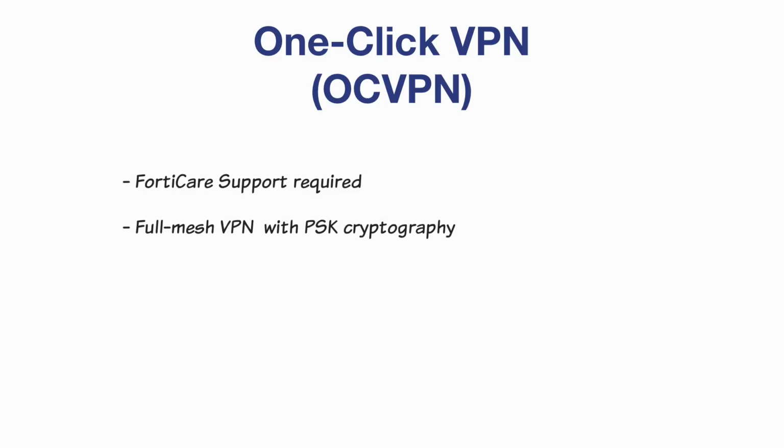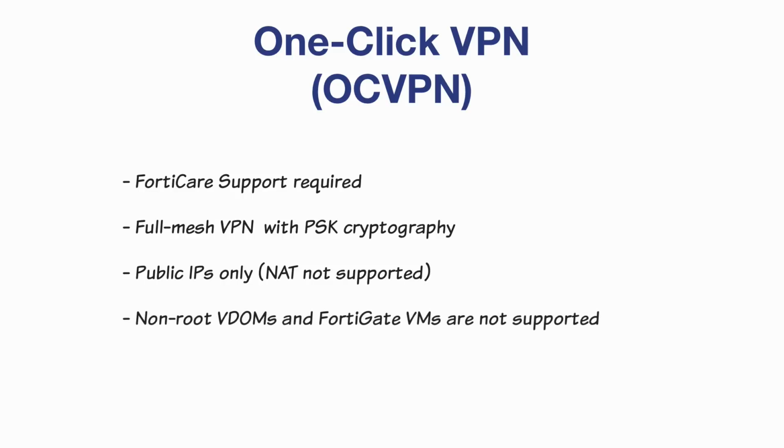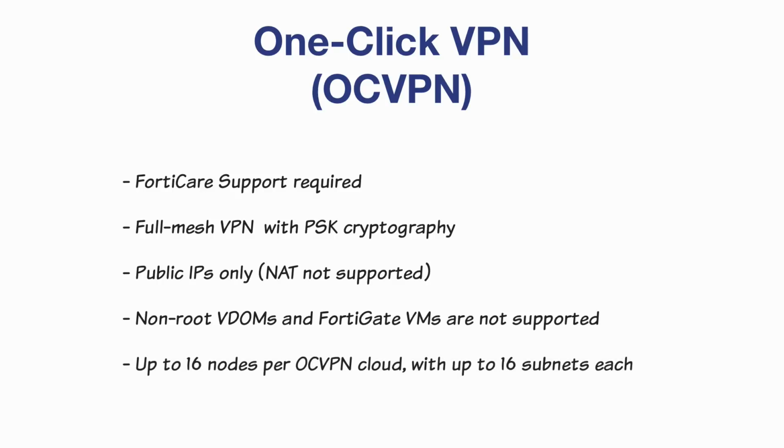Only full mesh VPN configurations using PSK cryptography are supported. Public IPs must be used. FortiGates behind NAT cannot participate. Non-root VDOMs and FortiGate VMs are not supported. And finally, up to 16 nodes can be added to the OCVPN cloud, each with a maximum of 16 subnets.